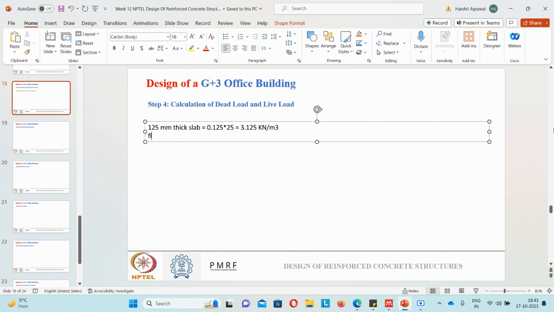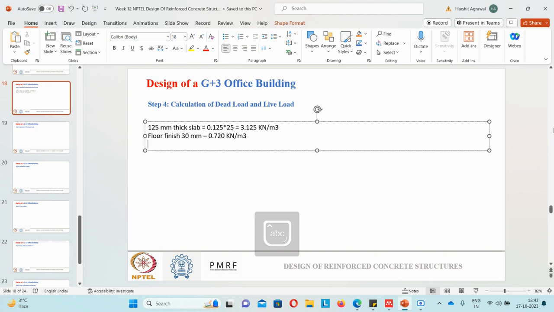Similarly for floor finish, suppose we are providing a 30 mm thick floor finish, so we can calculate 0.03 into 24, which is 0.720 kilonewton per meter cube, my dead load of floor finish. Similarly for ceiling plaster, suppose we are providing a 6 mm thick ceiling plaster, so again we can calculate the dead load for that. 0.006 into 24 will come out to be 0.144 kilonewton per meter cube.